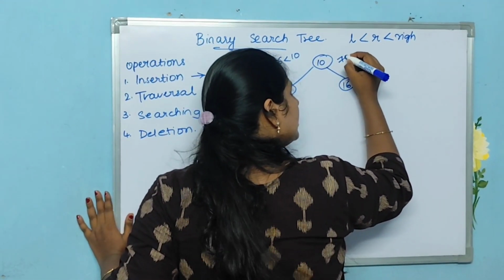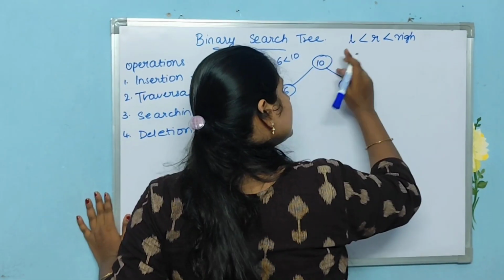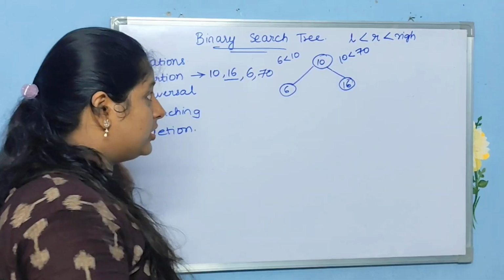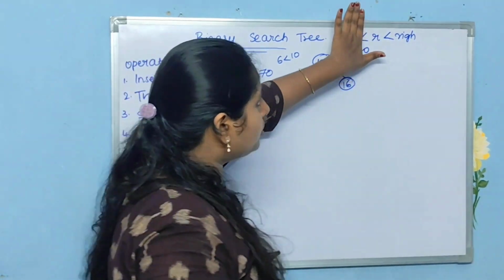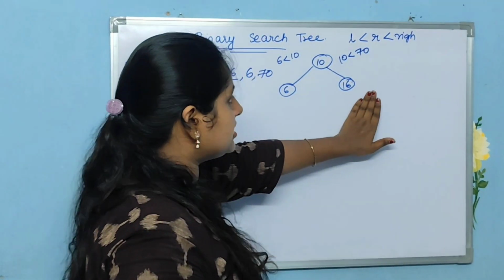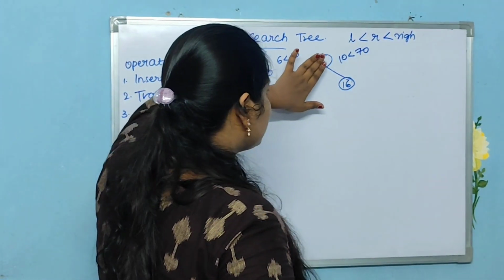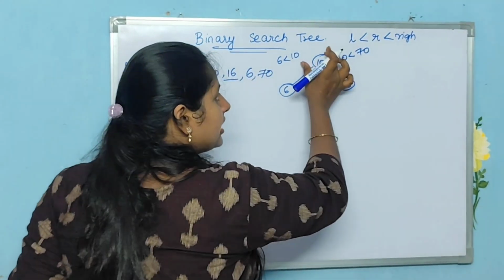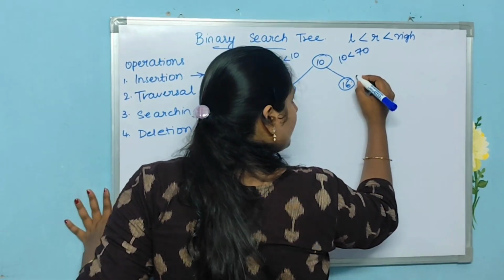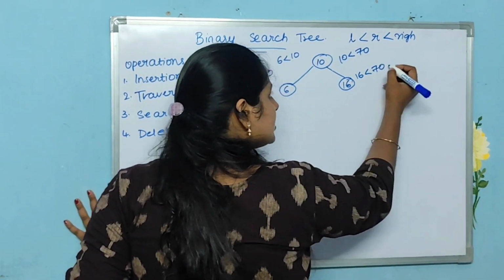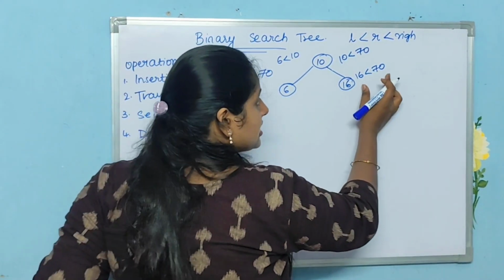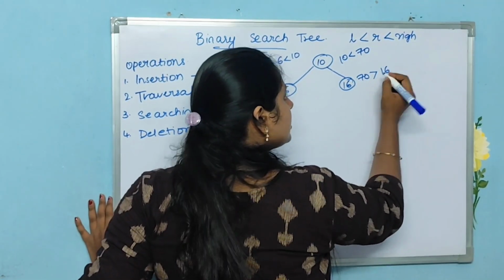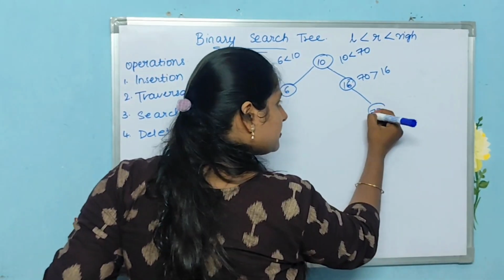Is the root node less than my new node? If the root node is less than the new node, I want to insert it at right. So obviously 70 is greater than 10, so it goes here. Now again, is 70 greater than 16? Yes. So where will it go? It will go to the right side.